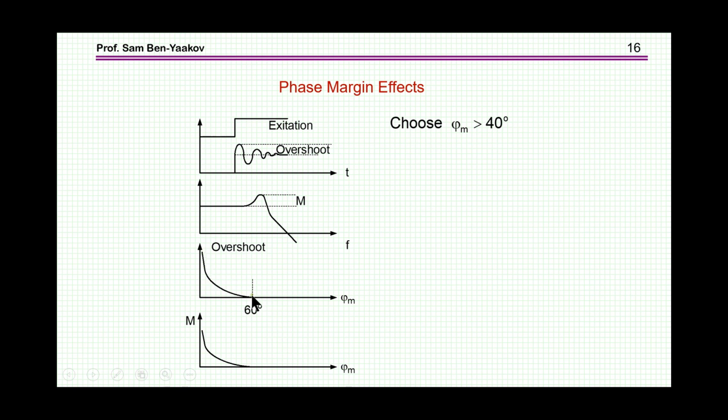At 60 and above, we just don't see oscillation and we don't see this humping. At phase shifts smaller than that, we can see some of these. Now, it's a mistake to think that we don't want any overshoot, because if you have a phase margin which is very large, say 90 degrees, then the system will be bound to be a little bit slower.